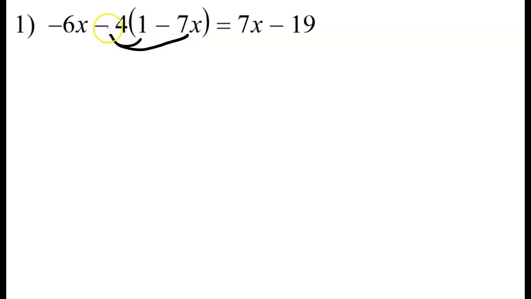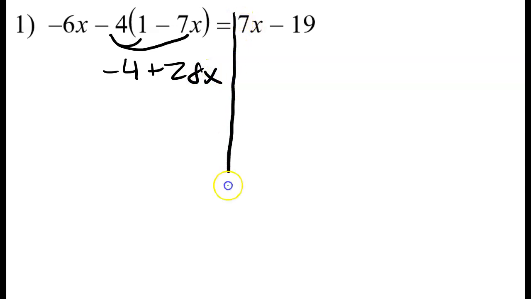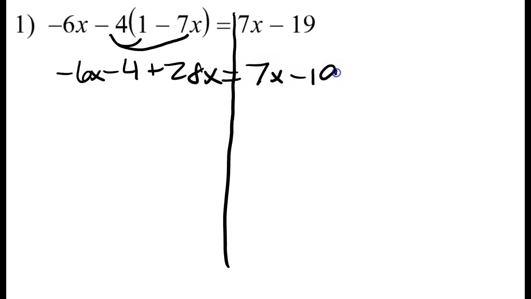All right, so -4 times 1 is -4. And then -4 times -7x is going to be a positive 28x. All right, I'm going to go ahead and put my separating wall between both sides of the equal sign here. And then I need to bring down everything from the original equation that I didn't write yet. So -6x in the front. I've got my equal sign. I've got 7x minus 19.